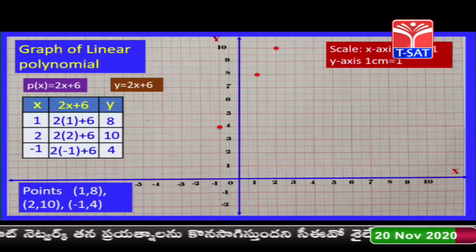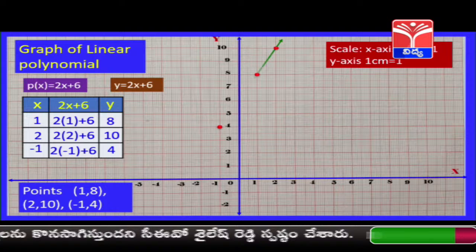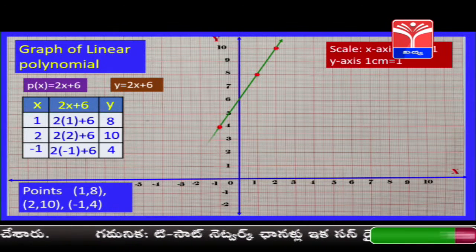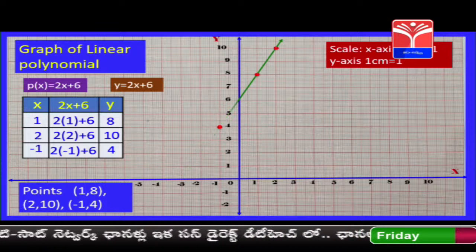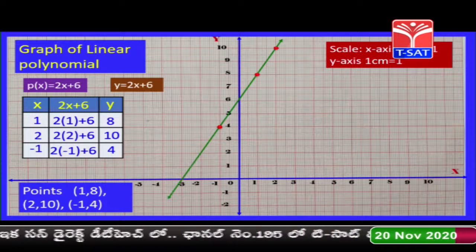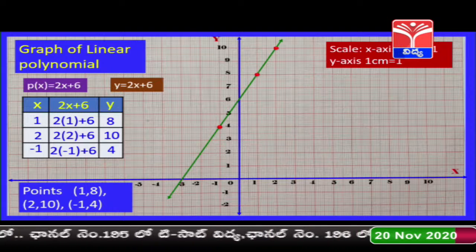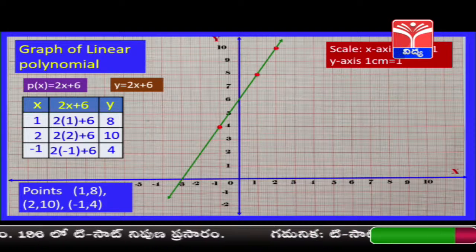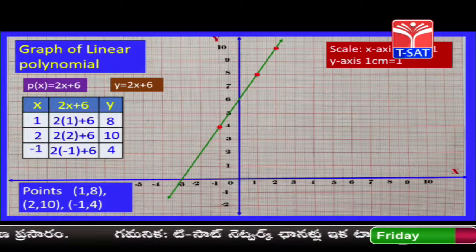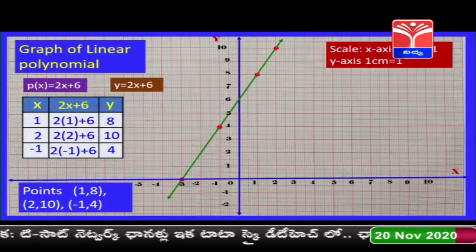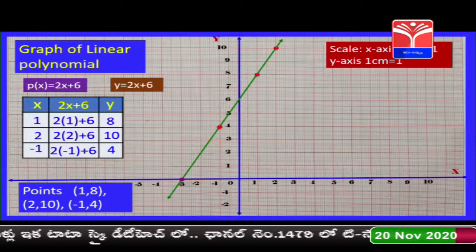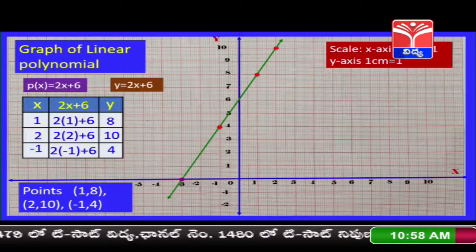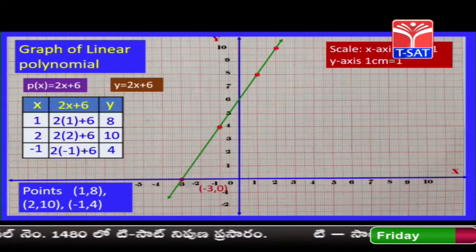Now try to join these 3 points with a ruler. You will get one straight line like this. Okay. See this straight line? Observe where that straight line is intersecting the x-axis. Here observe the point, it is at minus 3 on the x-axis. So write the ordered pair here, minus 3 comma 0.